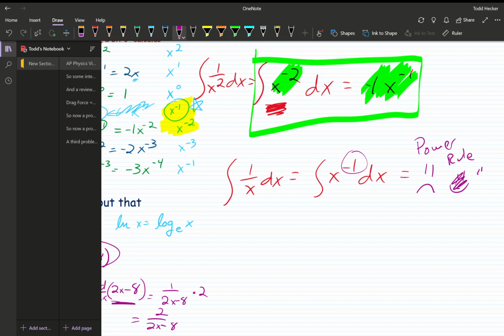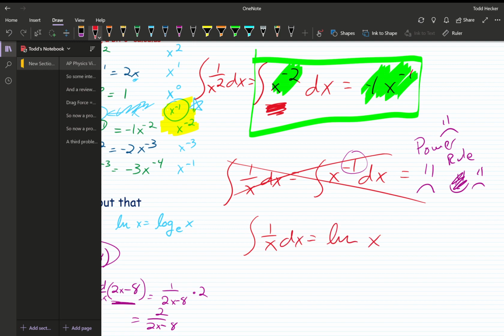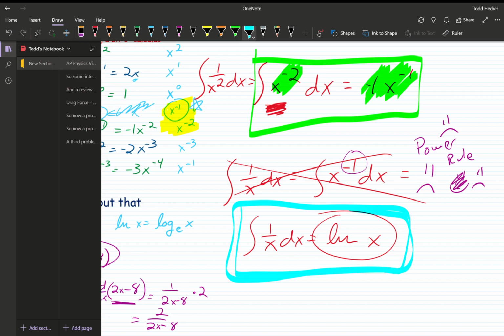Oops, sorry, I was trying to do a frowny face. All right, so that doesn't work, right? So when that happens, you go, oh, this is the weird one, the one where the power rule doesn't work, and so I have to use the natural log, okay? So I'm going to do the integral of 1 over x dx and go, oh, that's the natural log of x, okay? So those are the two sort of new calculus-y skills that you need.